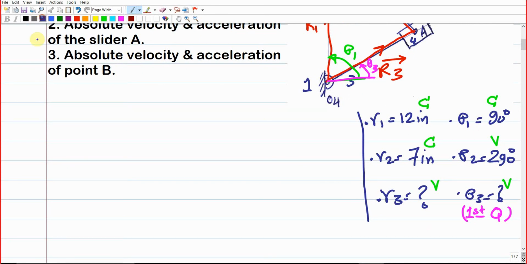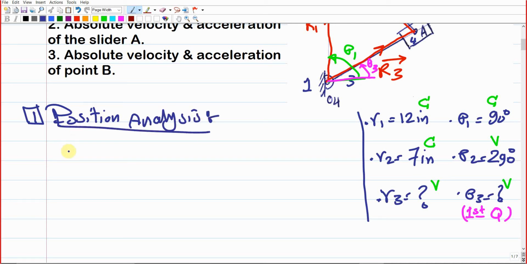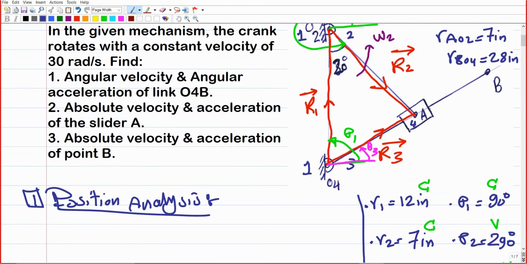Then your objective is just to do the position analysis as usual. So I'm going to start with the position analysis for, go ahead. Because the length O4B is going to rotate.